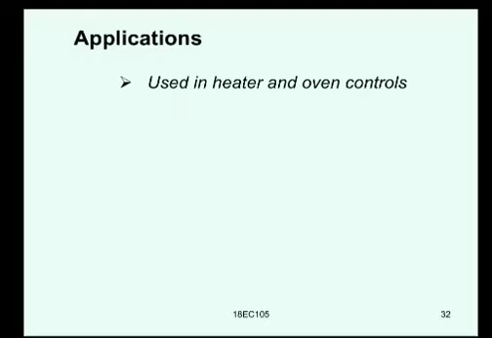Let us see a few applications. They are used in heater and oven controls, so they can be at home or industry, bakeries, that sort of places. Then they are used in light dimming control circuits, actually in some TV studios where there are banks of lightings for shooting purposes. In TV studios or even in movies, they use these light dimming circuits or controls.